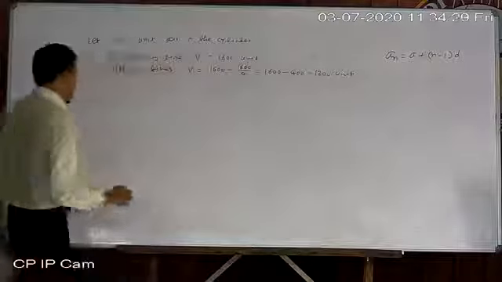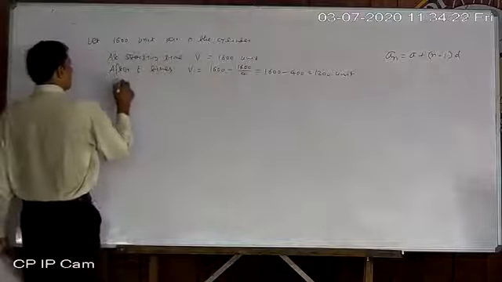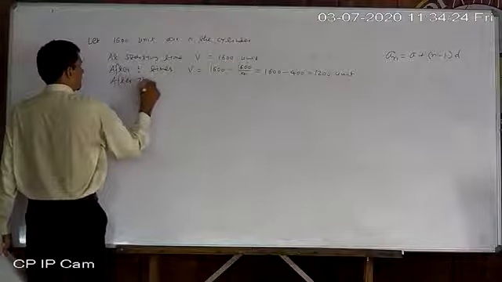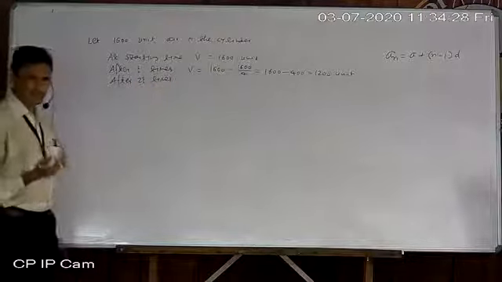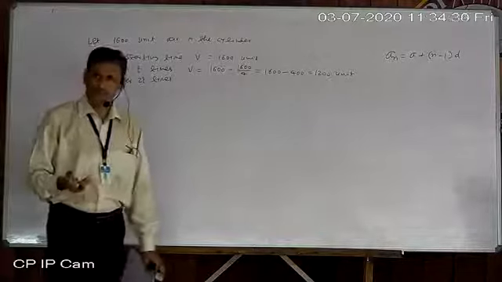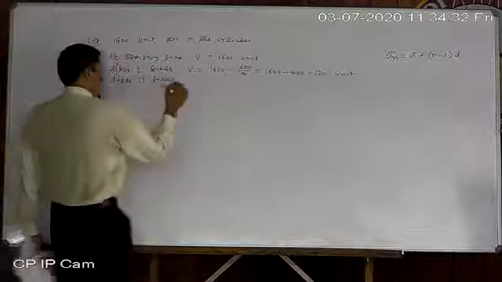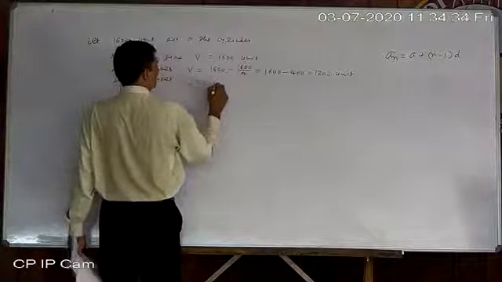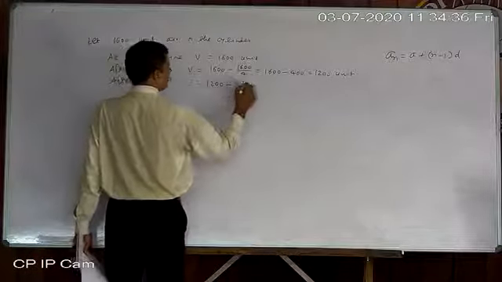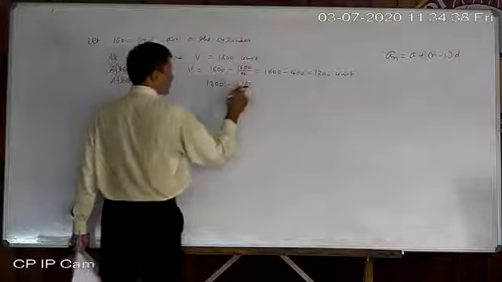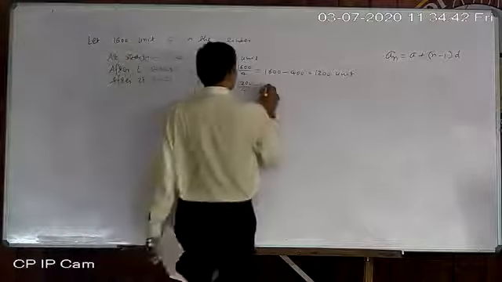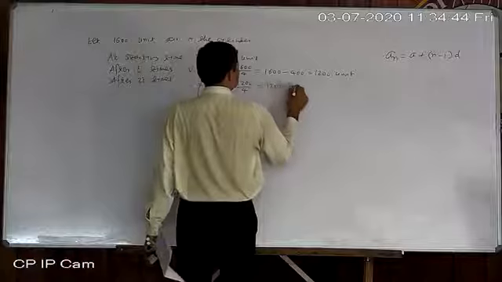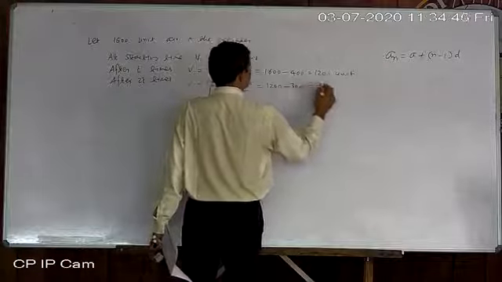Now, after 2T time, why am I writing T, 2T? Because it is not given whether it is after 1 minute, 1 second, or 1 hour. V will be 1200 minus 1200 upon 4, because its fourth part at a time is removed. So it will be 1200 minus 300, so it is 900.